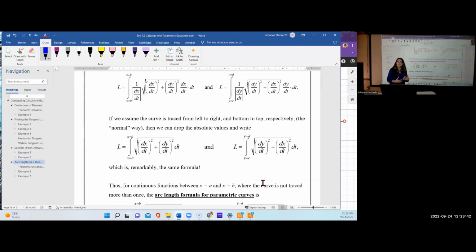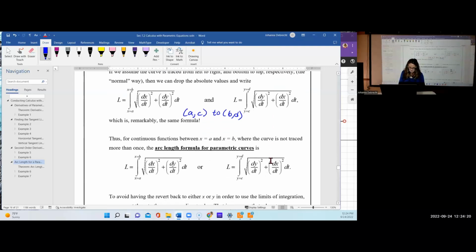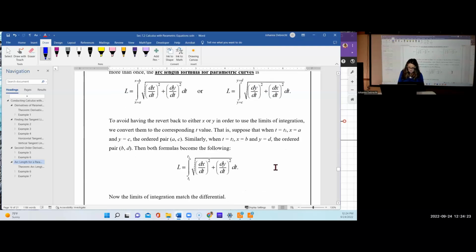So what we want to do is find out what t value corresponds to x equal a and x equal b, y equals c, and y equal d. Now remember that these are referring basically to the same points. We're really going from the ordered pair (a, c) to (b, d). All right, so those are the same ordered pairs. So what we do is we find the t value that corresponds to the point (a, c). We call that t1. And then we find the t value that corresponds to (b, d). We call that t2. And then we can change the limits of integration from t1 to t2.